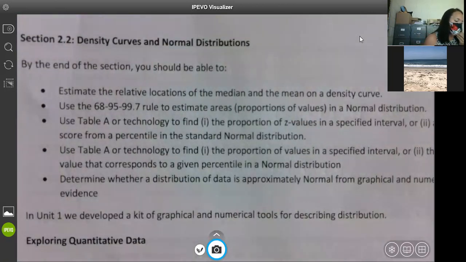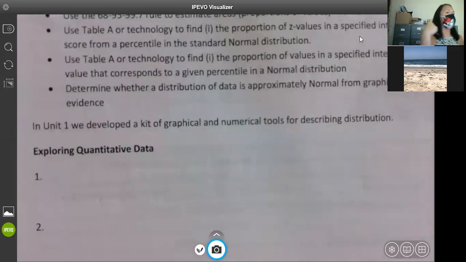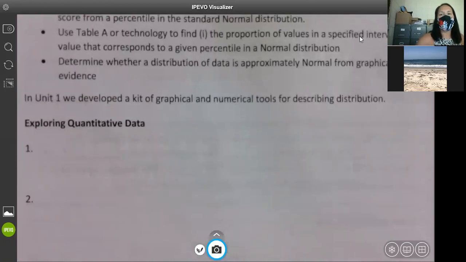So by the end of this section, you should be able to estimate the relative locations of median and mean on a density curve, use the 68, 95, 99.7 rule to estimate areas, proportions of values in a normal distribution, and use table A or technology to find the proportion of z values in a specified interval, and so on. Everybody good with that? Okay. Next. In Unit 1, we developed a, people, be on time. Troublemakers, I'm telling you. All right.